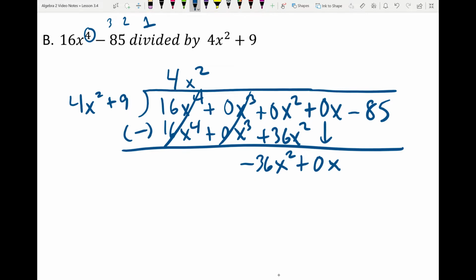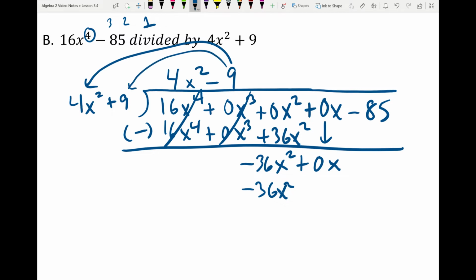Well, 4 goes into negative 36, negative 9 times. 9 times 4, and then we have negative 36x squared if we multiply those two. And then what's negative 9 times 9? Well, that's negative 81. So that's not going to go here, right? That means we have no x terms, and we have a negative 81.